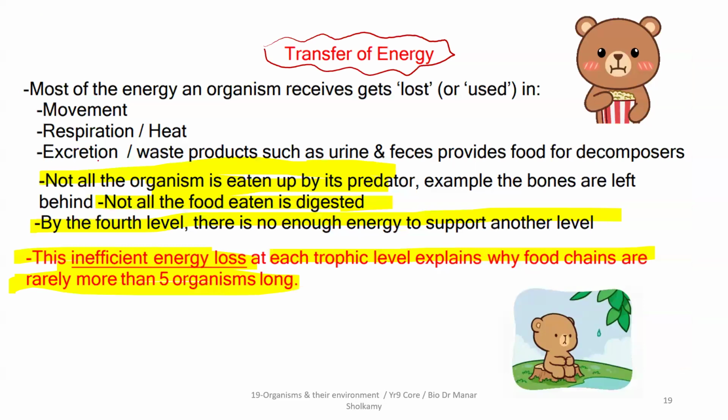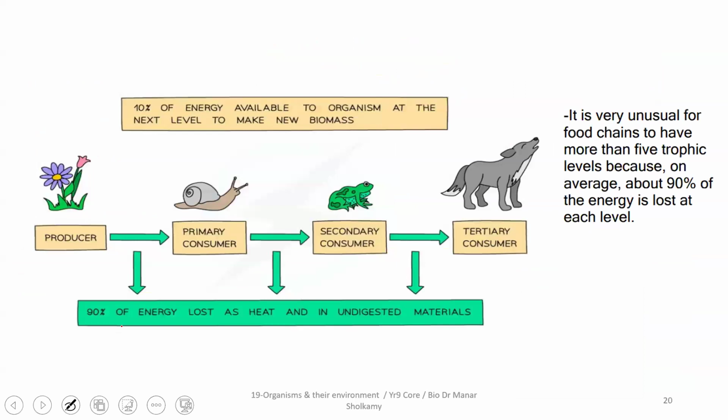Movement, respiration, excretion, waste products. Not all the food is eaten, not all the food is digested, etc. Now, this loss of energy is described as inefficient energy loss. So please use this term in all your answers. You will say that energy is lost, 90% of the energy is lost at every level, it is lost in X, Y, Z, and this is inefficient. This is not good. Use this term. So based on that, I think this is also understood: producer, primary consumer, secondary, tertiary. 90% of the energy is lost and only 10% is passed on.